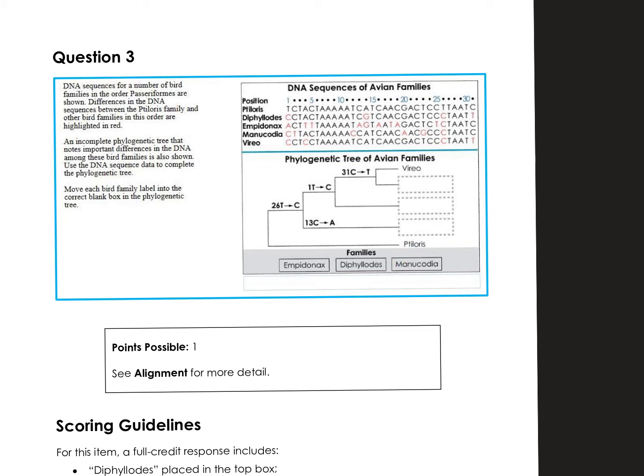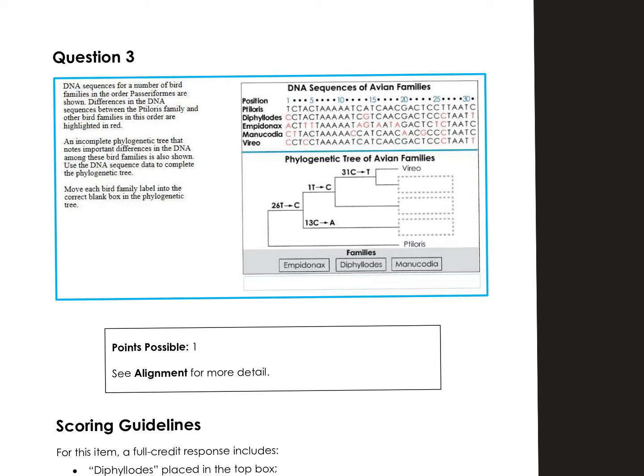But they already placed those. So which is most closely related to Vero? Let's go ahead and take a look at that. Here, I'm just going to use a highlighter. Vero and Manuscodia share this C. So that's one similarity between those. We don't have to worry about Pitloris, right? Because they already put Pitloris on the tree. It's out here, right? So our question is, Vero is here. We need to find the one that has the most similarity.